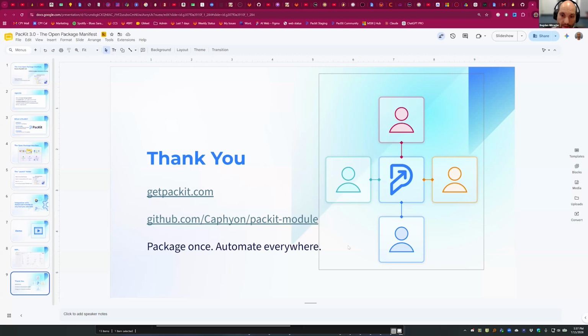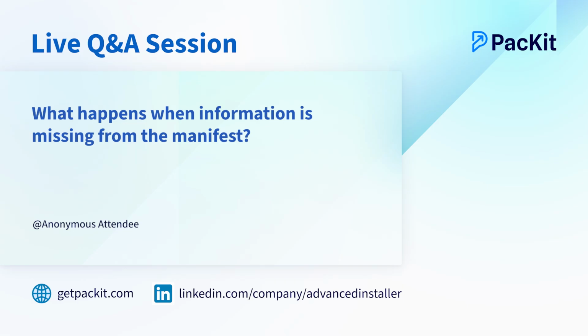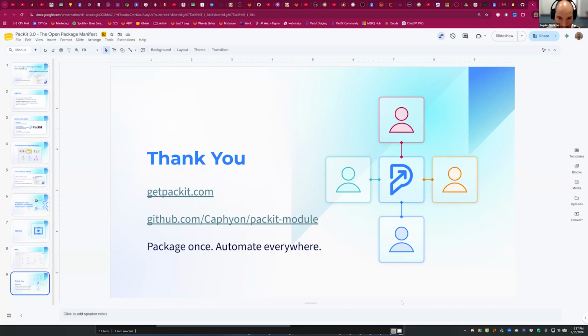For the moment, for the next 6 months or more, our focus is around the package itself, preparing it, deploying it, patching it, and providing you all kinds of automation capabilities around that. What happens when the information is missing from the manifest? We do a little bit of validation around the manifest.